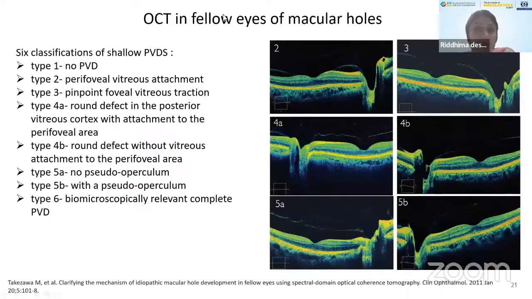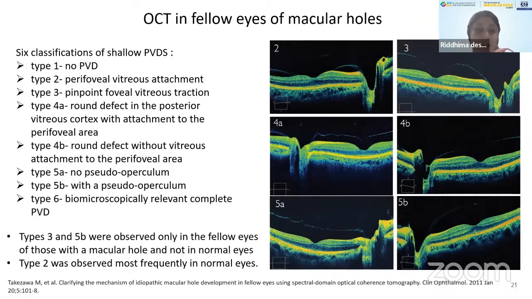This is important: fellow eyes of a macular hole. Six types of shallow PVDs have been identified, and it has been found that type 3 and type 5B shallow PVDs are observed in fellow eyes of a macular hole and not in normal eyes. Type 3 PVD is a shallow PVD with pinpoint foveal vitreous traction, whereas 5B is a shallow PVD with a pseudoperculum. Type 2, which is a shallow posterior vitreous detachment with a smooth perifoveal vitreous attachment, has been found more commonly in normal eyes.